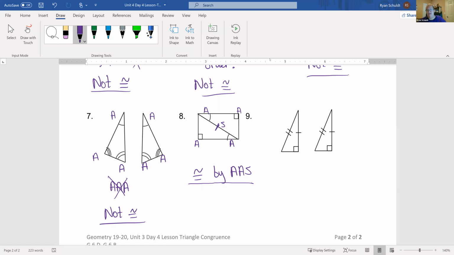Now, number 9, it's a right triangle. I see our hypotenuse is congruent. On the right triangle, the other 2 sides are called legs. I see a leg congruent. We've got one that says hypotenuse leg. So this one is congruent by hypotenuse leg.